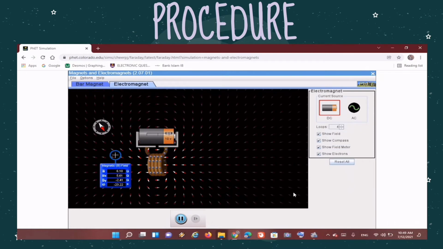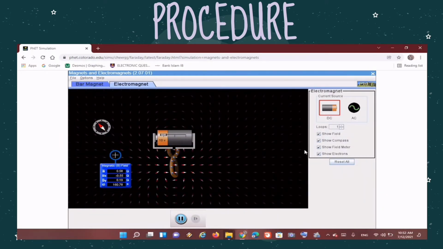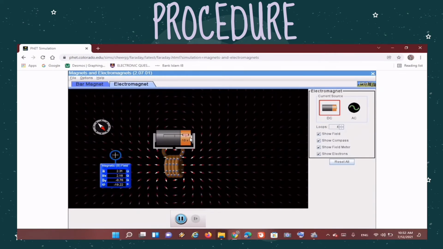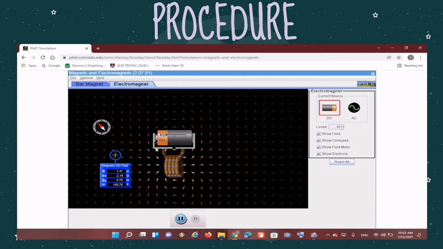Next, adjust the number of loops in the electromagnet and record the field strength. And lastly, set the number of loops for the electromagnet back to 4 and adjust the voltage from 0 until 10 volts and record the field strength.